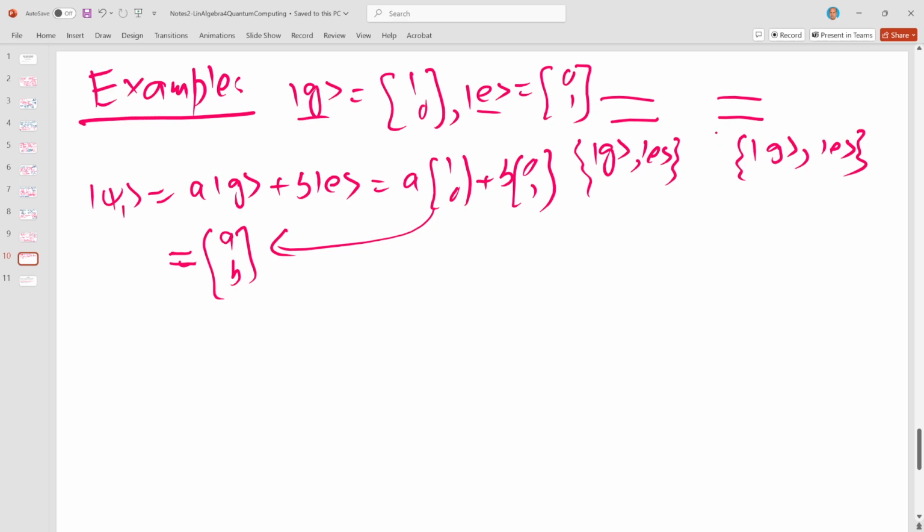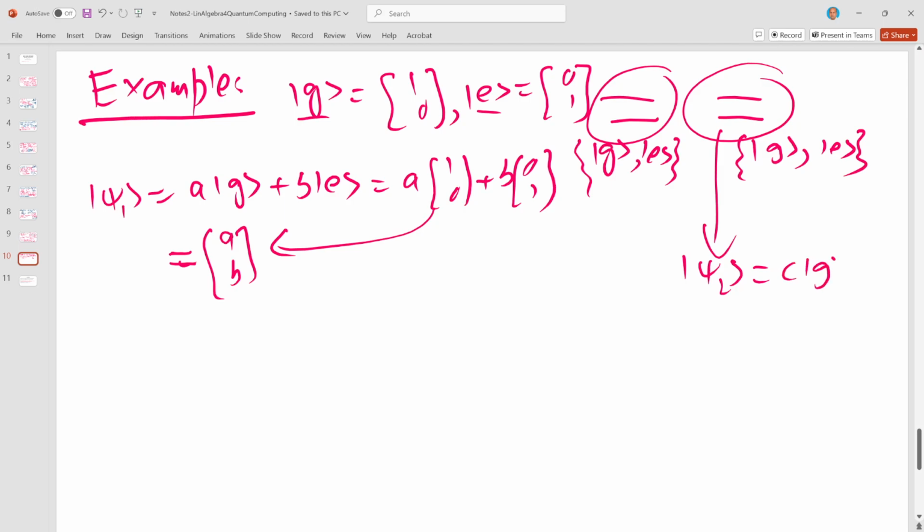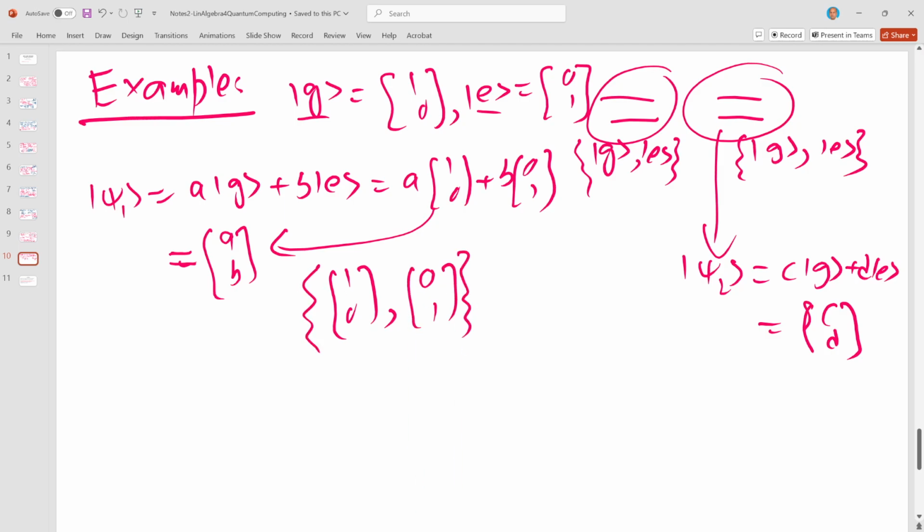So similarly, suppose the state of the second is CG plus DE, which is (C, D). So the basis vector for one Hilbert space is this, and the basis vector for the second Hilbert space is also this. Now what about the joint Hilbert space, the big one?